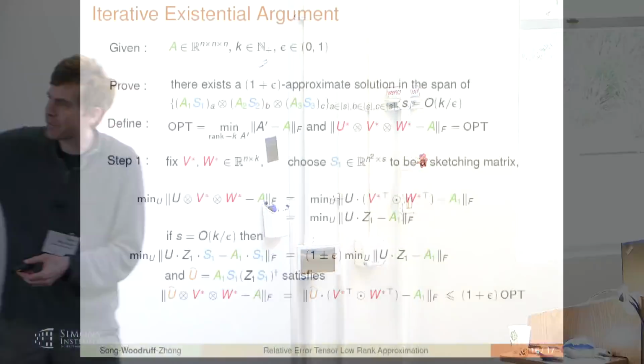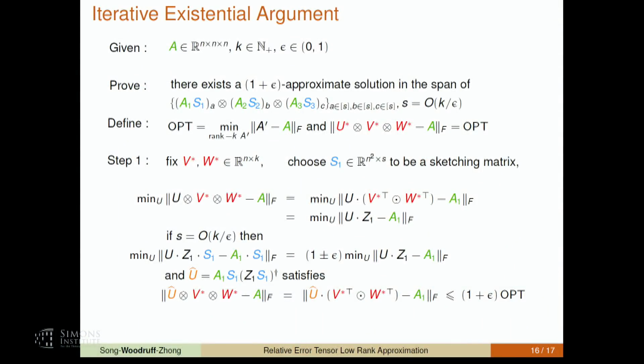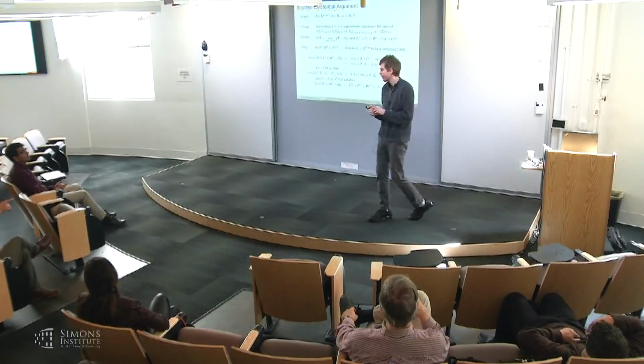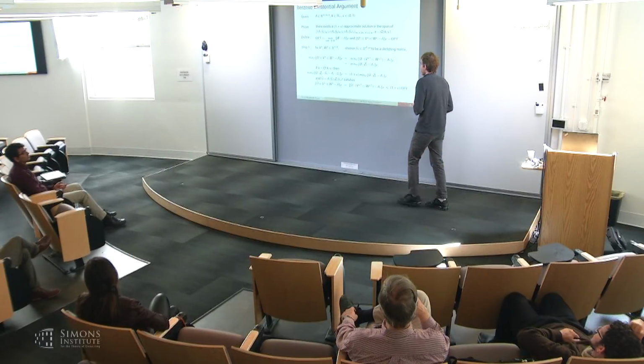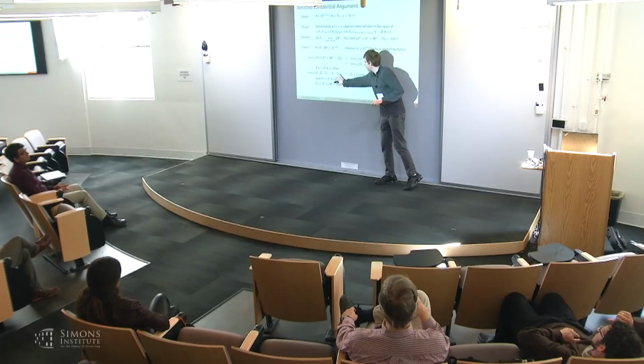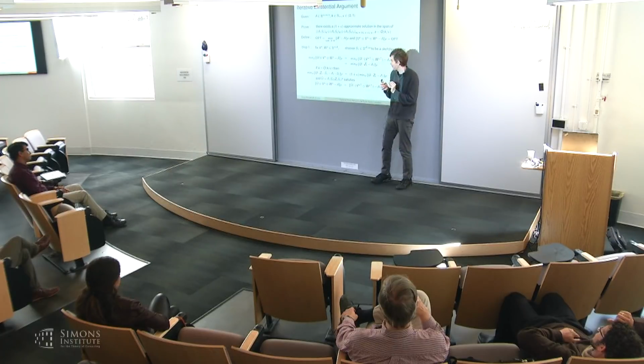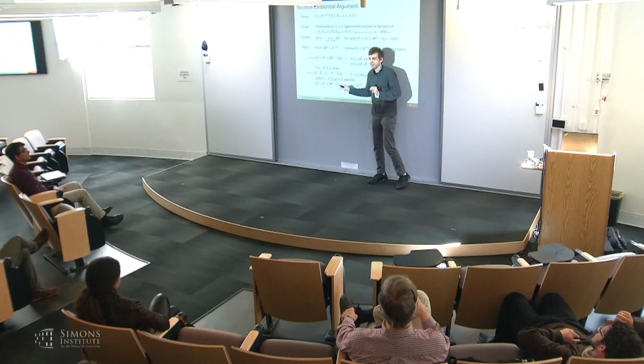So that's why we call this an existential argument. I mean, we made this argument without knowing V star and W star, and concluded that there's a good solution U hat in the column span of A1, S1. That's why you can compute the U from the CURT. So those would be the coefficients. Yeah. So to actually get a rank K tensor, you would have to actually find these things.